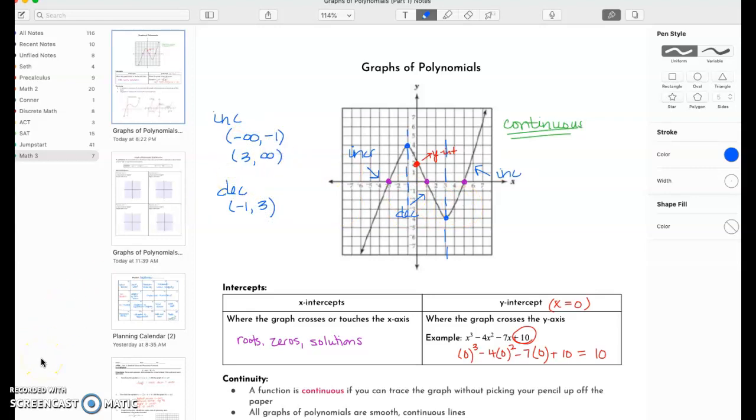So for increasing and decreasing intervals, you want to make sure that you're talking about the entire x-axis. The other thing that could happen, you could have a constant polynomial function, and so then that would have neither increasing nor decreasing behaviors. But for all the other polynomial functions, we should have increasing and decreasing intervals.